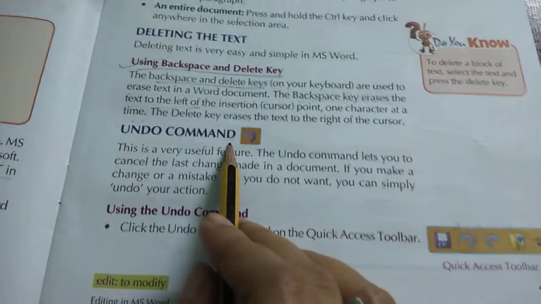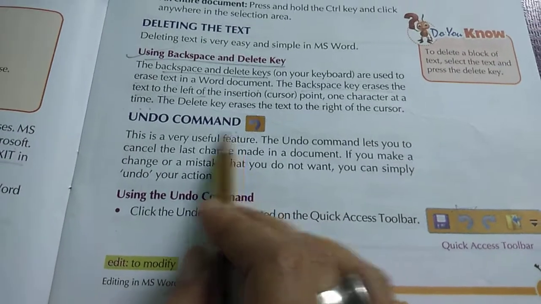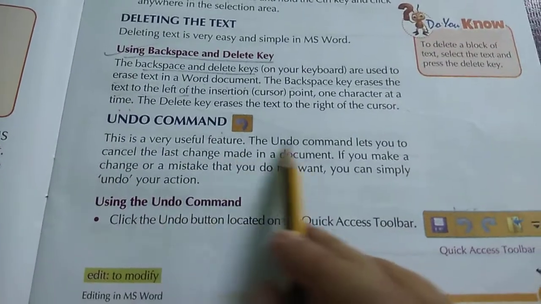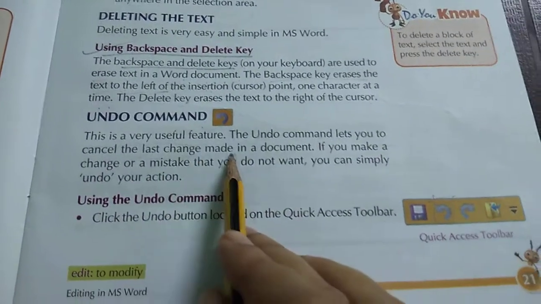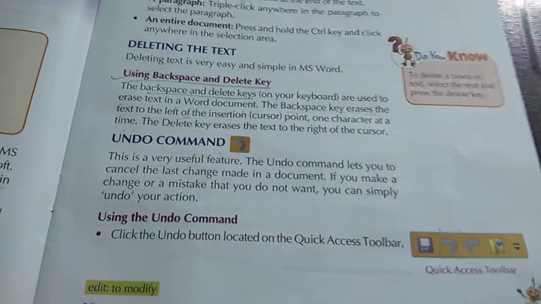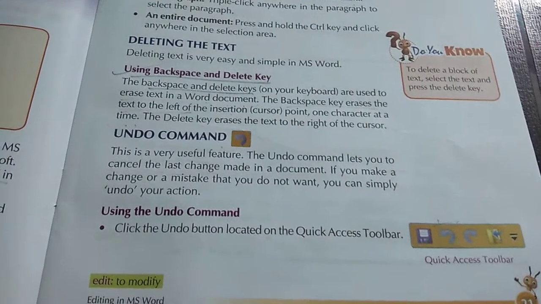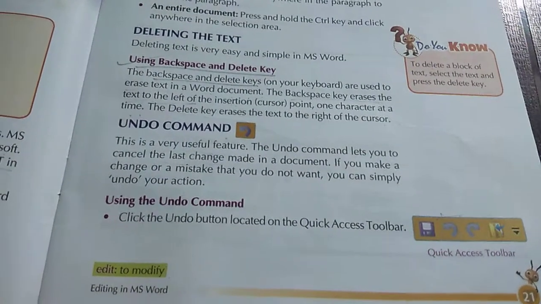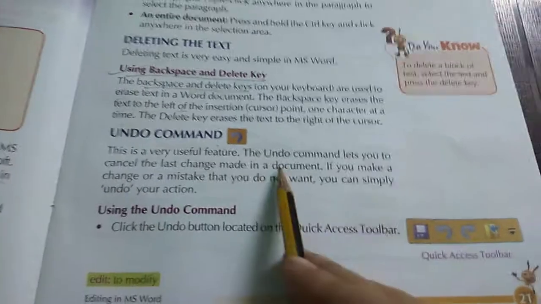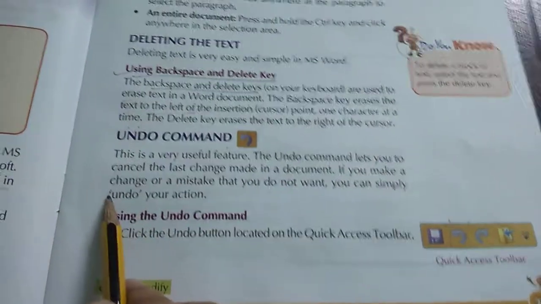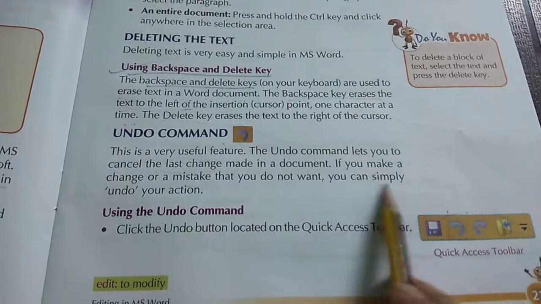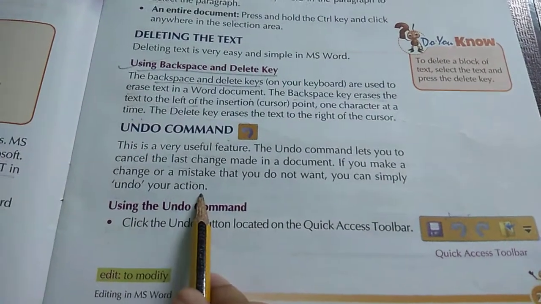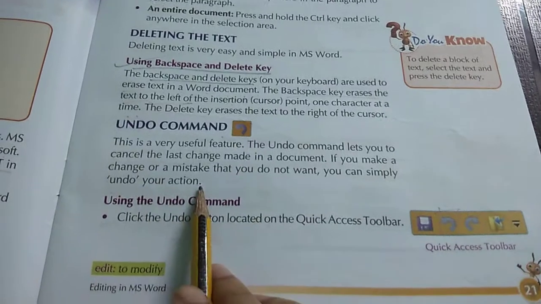Now, undo command. Now, this is a very useful feature. The undo command lets you cancel the last change made in a document. The last thing that you have done, you can change in the document. Then you have to use the undo command. If you make a change or a mistake that you do not want, you can simply undo your action. You have to select the undo command and undo the action.